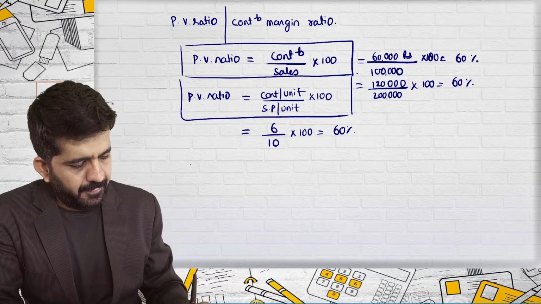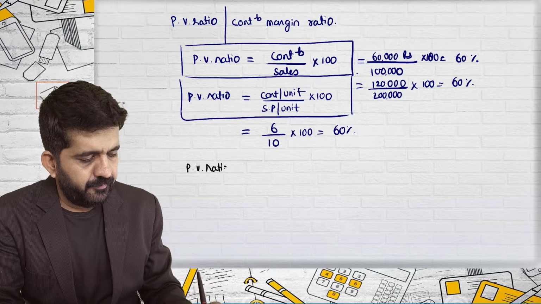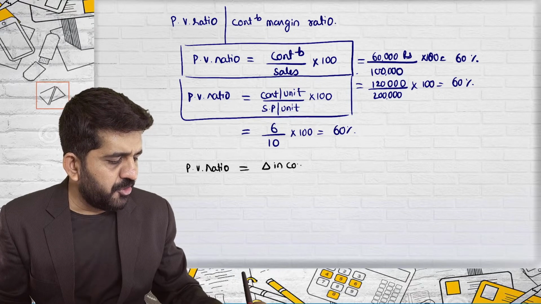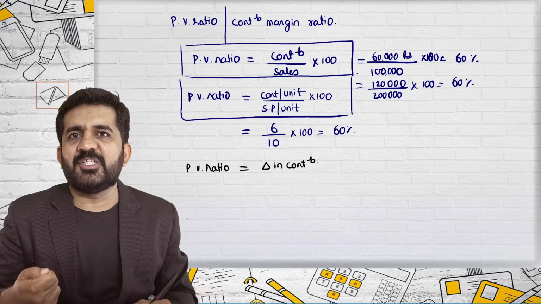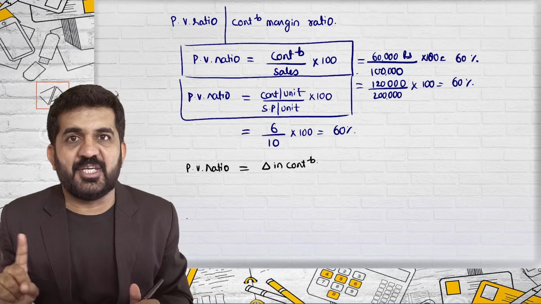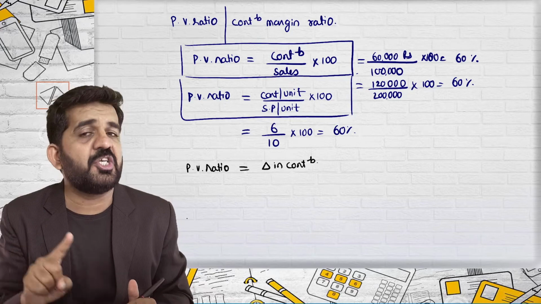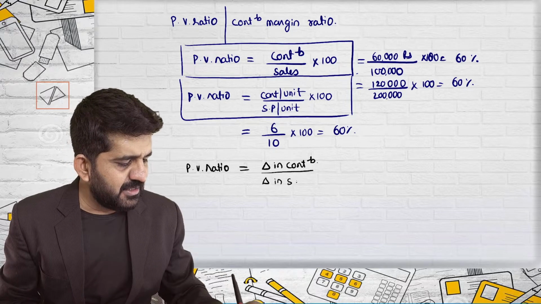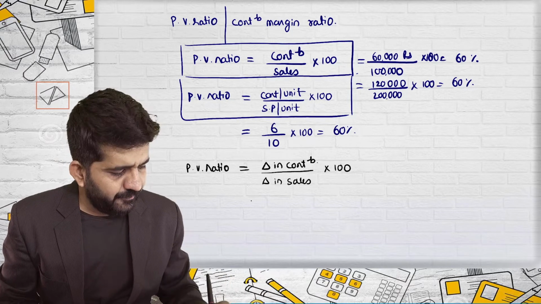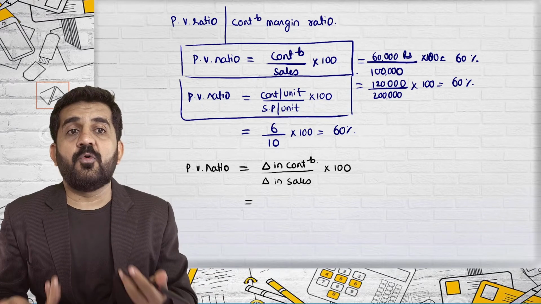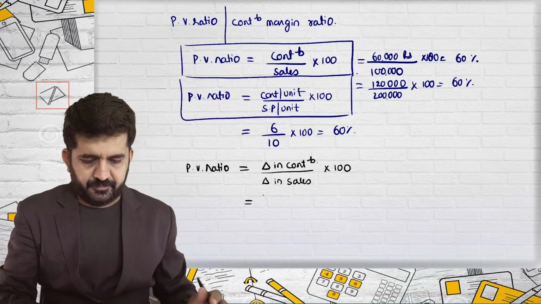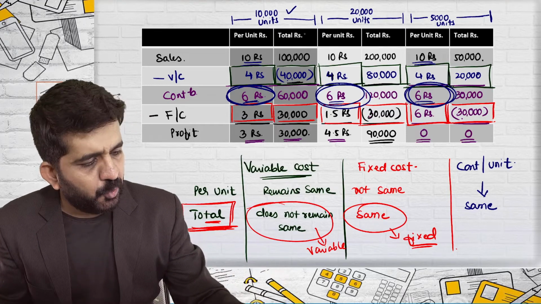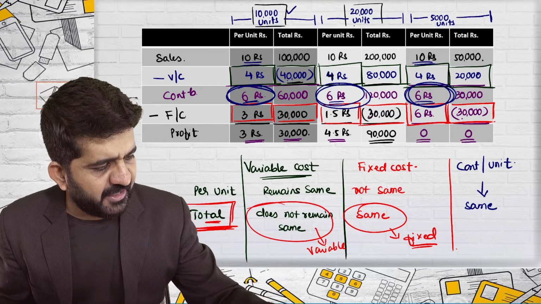Third one. See what I am finding. Change in contribution divided by change in sales multiplied by 100. Now you have done financial management leverage. It is not percentage change in contribution. There is a difference between percentage change in contribution and change in contribution. Now, let me take these two, 10,000 units and 20,000 units. I am comparing these two. You can compare any two.